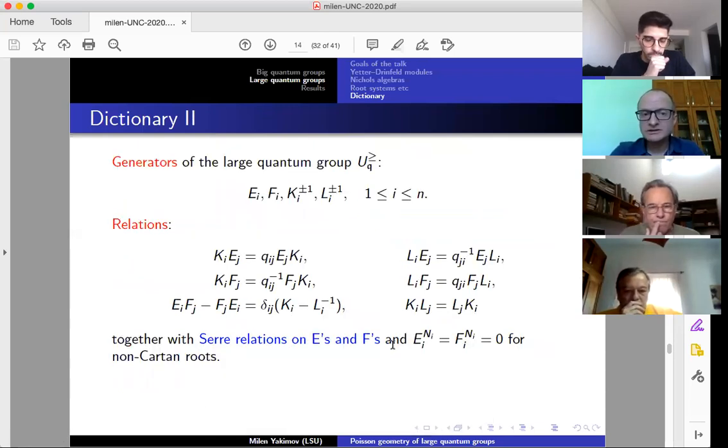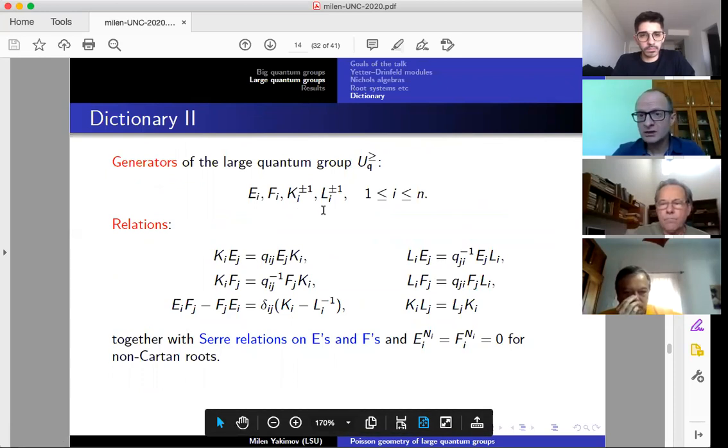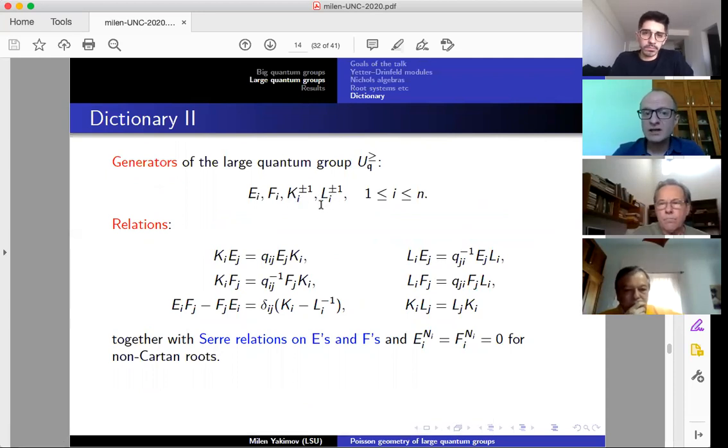And to continue the dictionary, our large quantum groups are going to have generators like before. We will call them E, F, K, and L. There is a small technical detail that we have two copies of the Cartan subalgebra. In certain situations, we can remove that extra copy of the Cartan subalgebra, but it's not a problem all the time. So in some way, instead of working with the Lie algebra g, which is a simple Lie algebra, we work with the reductive algebra, which is g plus h.